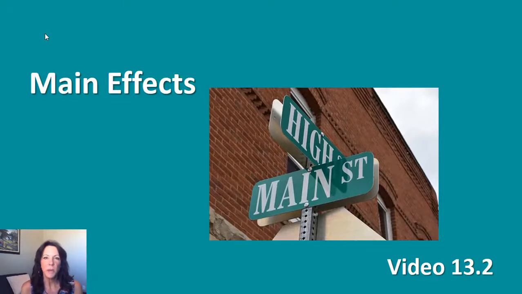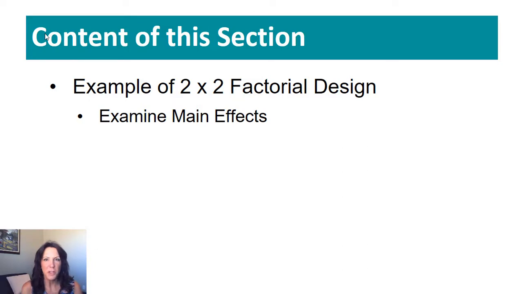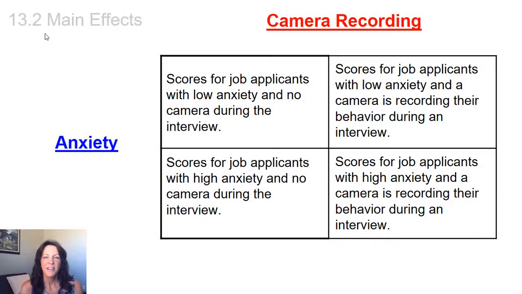In this video, I'm going to speak with you about main effects. Main effects are part of that 2x2 factorial design that we've been talking about. So it's sometimes easier to look at a specific example. So this is a 2x2 design. There are two levels of one variable and two levels of the other variable.